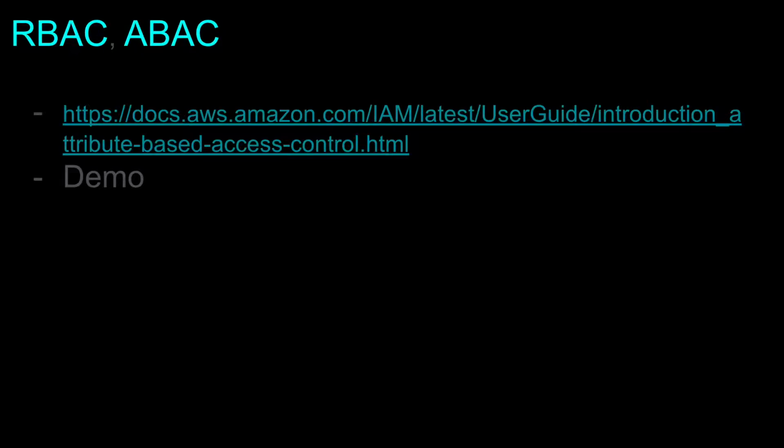Right, so RBAC and ABAC. RBAC is role-based access control, whereas ABAC is attribute-based access control. So why do we need access control? Access control is used to allow or control permissions. I have mentioned the AWS doc link, so you can go and have a look for more information. So let's go to the demo in the AWS console, and see RBAC and ABAC in action.